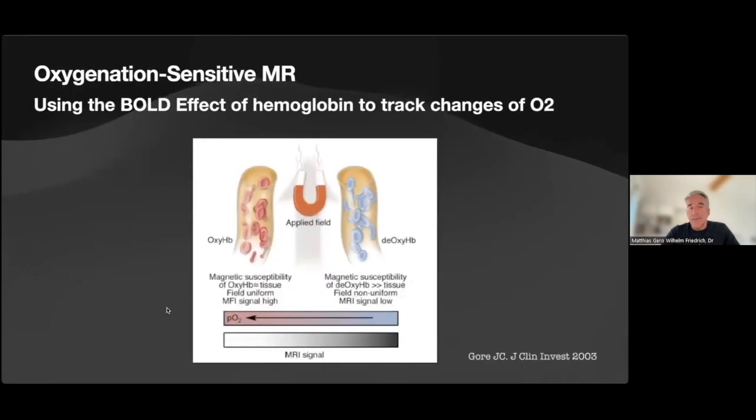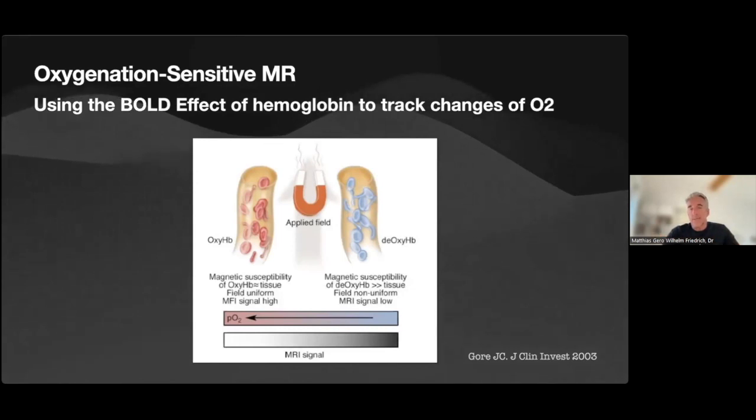Now, the BOLD effect is simply based on the observation that when you deoxygenate hemoglobin, the signal intensity drops in sequences that are sensitive to this effect, because deoxygenated hemoglobin has different magnetic properties than oxygenated hemoglobin. So in other words, deoxygenated hemoglobin, if it increases, acts like a contrast agent, reducing the signal intensity in these images.